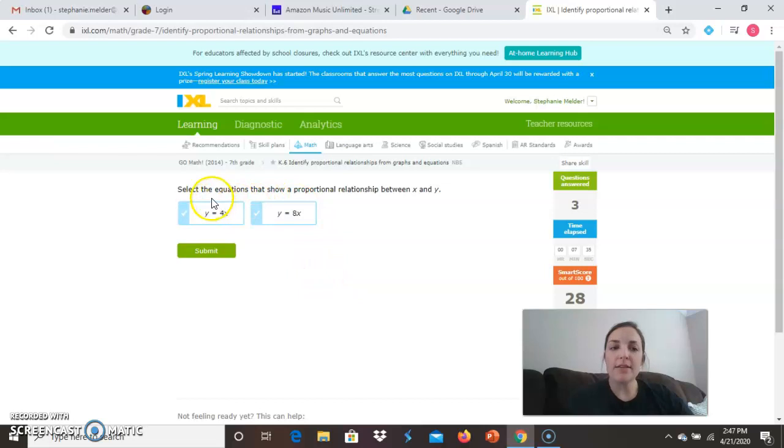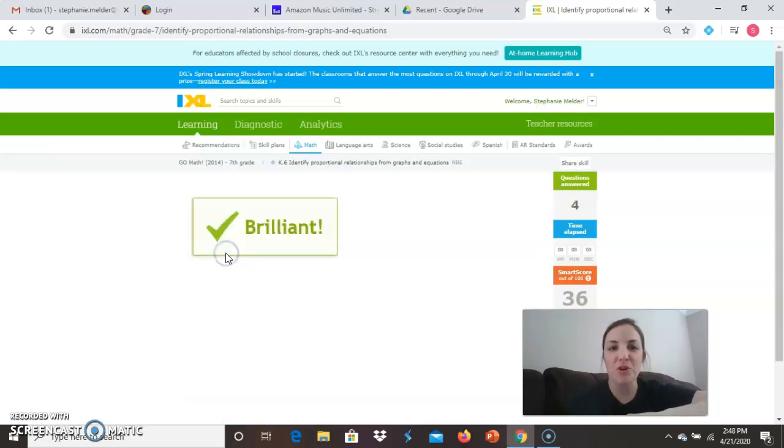Super. All right, select the equations that show a proportional relationship between x and y. I encourage you to pause this real quick, try it on your own. But what we do see here, guys, we have both of these equations in the form y equals some number, some constant times x. In this case, 4 is our constant. In our second equation, 8 is our constant. We're not adding or subtracting any other numbers, so these are both proportional.